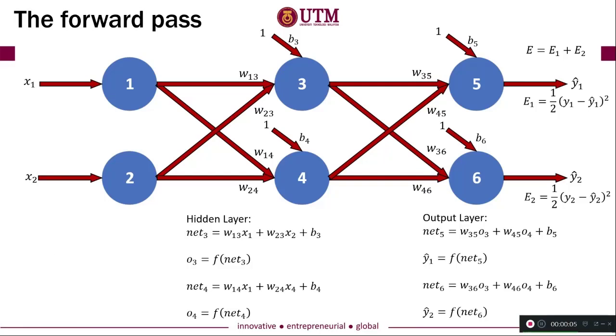Okay, that is the forward pass. The purpose of the forward pass is that we want to find y1 hat and y2 hat, which are the predicted outputs. Once you know y1 hat and y2 hat, then you can compute E1 and E2, which is the error. The error, or the cost function, or the cost value, happens at that particular point. Once you compute E1 and E2, then you can get the cost function, or the total error, which is E equal to E1 plus E2.